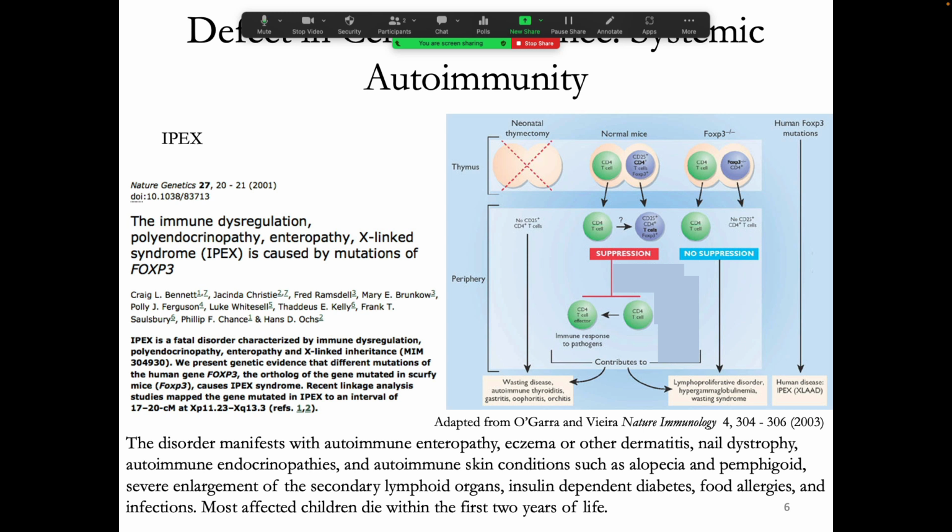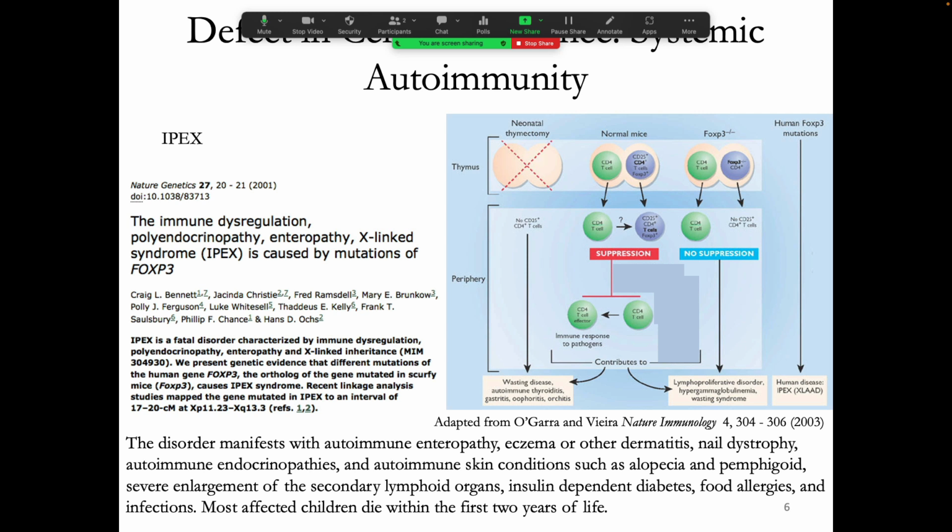And so these patients, mostly boys, do not make regulatory T cells. They are unable to make those regulatory T cells in the thymus or in the periphery. These patients, as it says on the bottom here, often have autoimmune enteropathy, so GI tract issues, eczema or other dermatitis, nail dystrophy, so again, weird stuff with the fingernails, autoimmune endocrinopathies, so endocrine gland things, autoimmune skin conditions like alopecia or pemphigoid, severe enlargement of secondary lymphoid organs, insulin-dependent diabetes, food allergies, and infections.